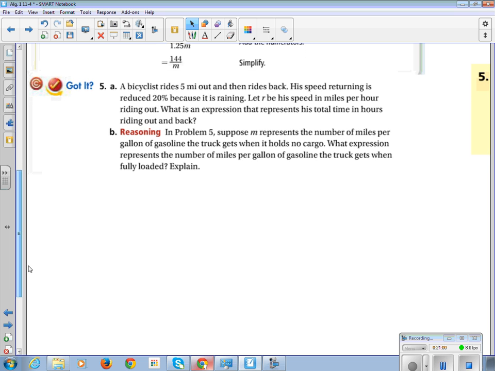A bicyclist rides 5 miles out, then rides back. The speed returning is reduced 20% because it's raining. That's terrible. Let R be his speed in miles per hour riding out. What is an expression that represents his total time in hours riding out and back? So let's look at A together. We know that distance equals rate times time, and if you don't, you do now.